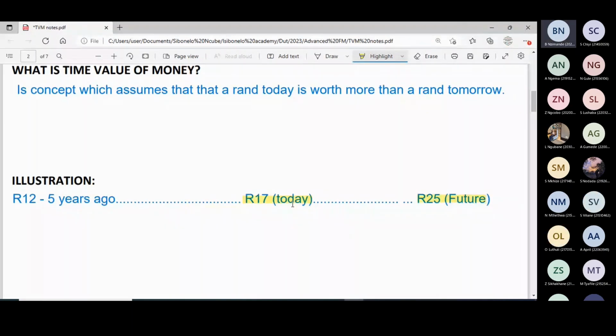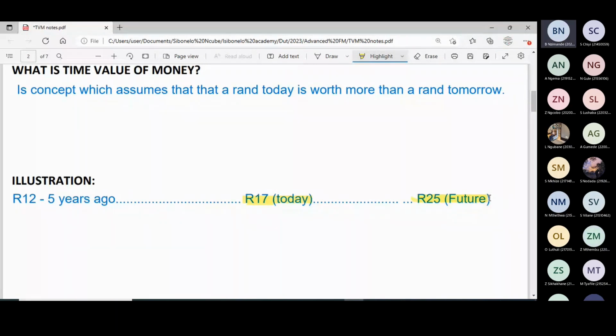So which means the value of bread today is worth more than the value of bread in the future. So that is the concept of time value of money. As time goes by, we know that the currency loses its value because of inflation, the purchasing power of money and so on. So as time goes by, the rand depreciates, it loses its value. So the principle behind that is what we call the time value of money.